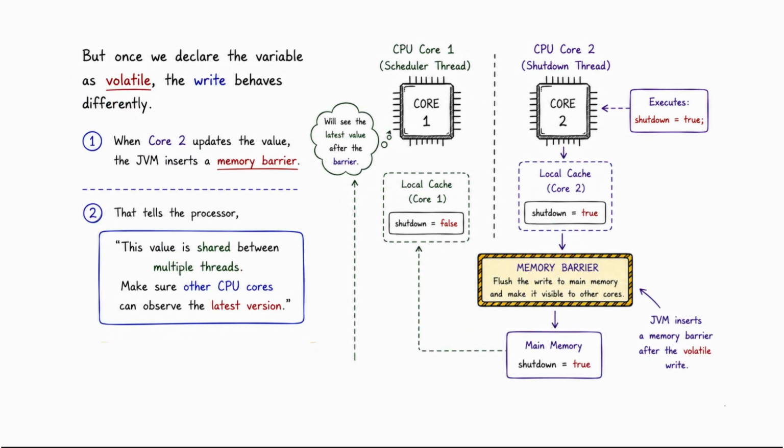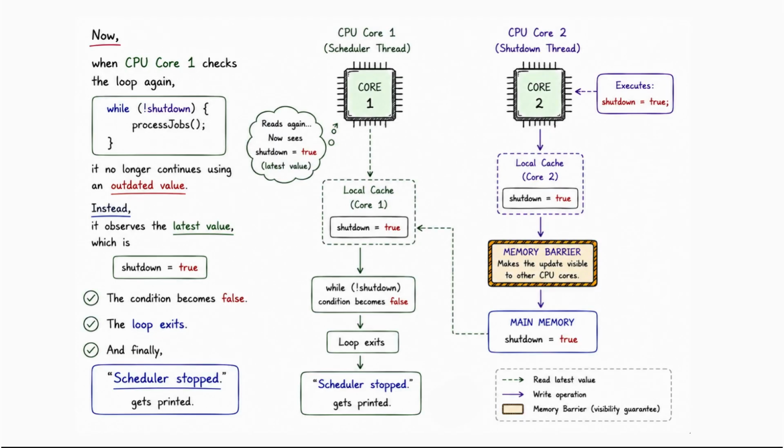But once we declare the variable as volatile, the write behaves differently. When core 2 updates the value, the JVM inserts a memory barrier that tells the processor this value is shared between multiple threads, so make sure other CPU cores can observe the latest version. Now when CPU core 1 checks the loop again, it no longer continues using an outdated value. Instead, it observes the latest value of the shutdown flag, which is true. The condition becomes false and the loop exits. And finally, our scheduler is stopped.